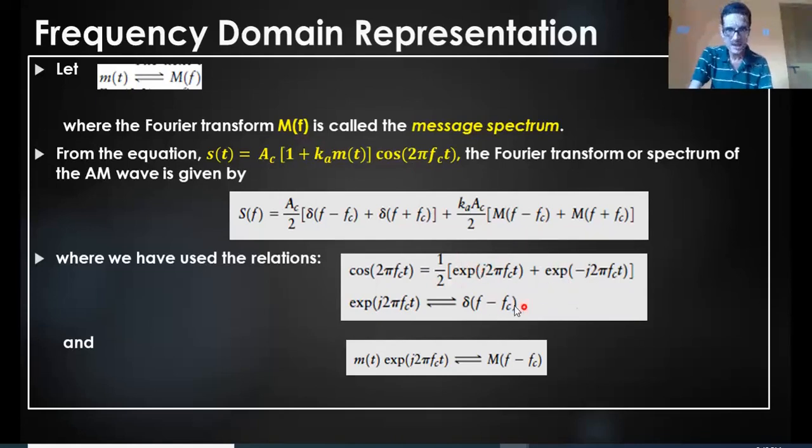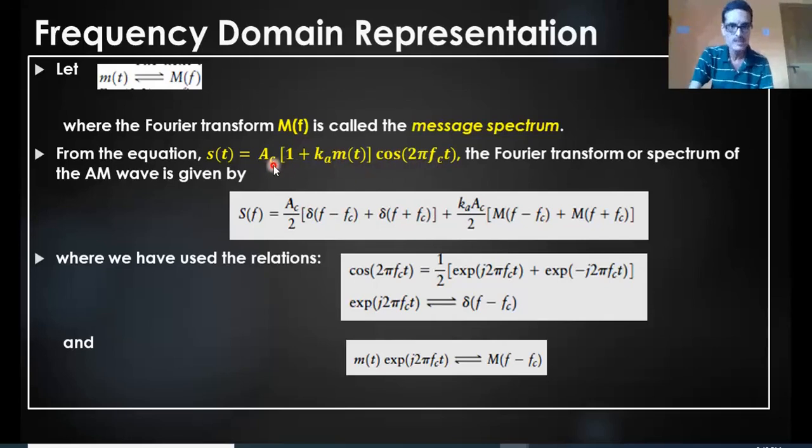Now if I take the Fourier transform of any exponential term, it will be a delta function, right? So it is Ac by 2, and the term exponential j 2 pi fc t is represented as delta of f minus fc, a delta function shifted by a frequency of fc, plus exponential minus j 2 pi fc t. The Fourier transform of that is delta of f minus of minus fc, which is plus fc. So I get delta of f minus fc plus delta of f plus fc. That is from the first term of this equation, that is Ac into 1 into cos 2 pi fc t.